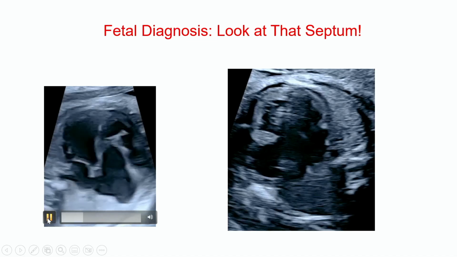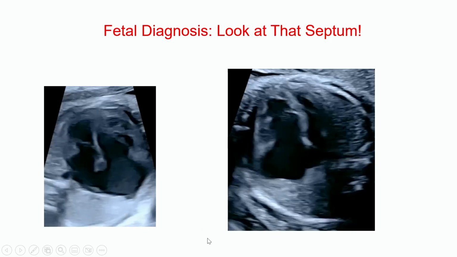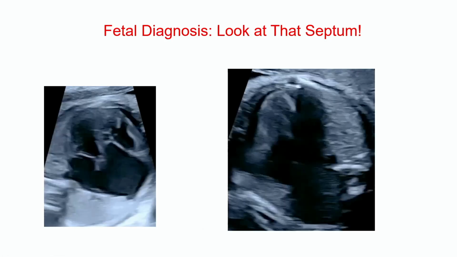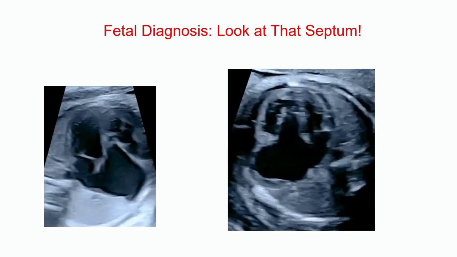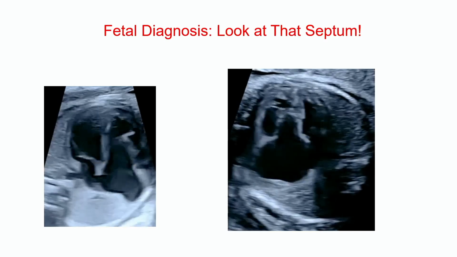Another clue is to look at the interventricular septum. In both these cases, you can see that the septum is really kind of wonky. It's wobbling. It's totally abnormal movement. And that's due really to that septal leaflet, because that leaflet is attached right to the interventricular septum.